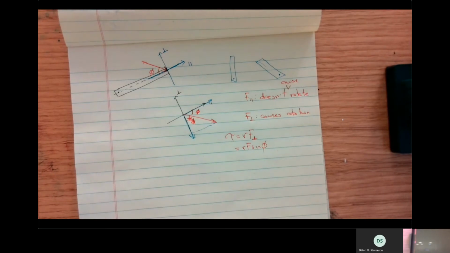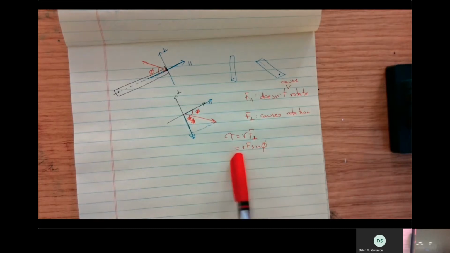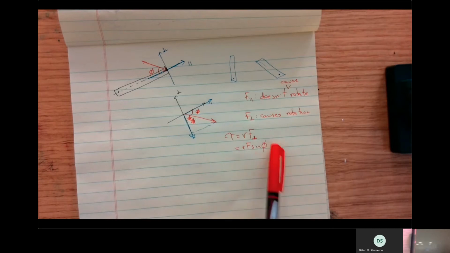Okay, you have to be careful. Don't try to memorize this r F sin of phi. Try to think more in terms of the radius times the perpendicular component, and then try to find out what the perpendicular component is. Sometimes it's going to be sin of phi, sometimes it's going to be cosine of phi. And we're going to do a couple of problems so you can get an idea. Okay? Make sense? Any questions so far? Okay.